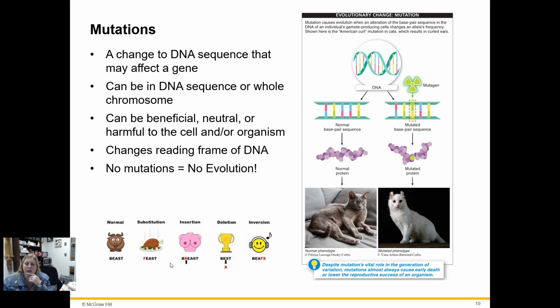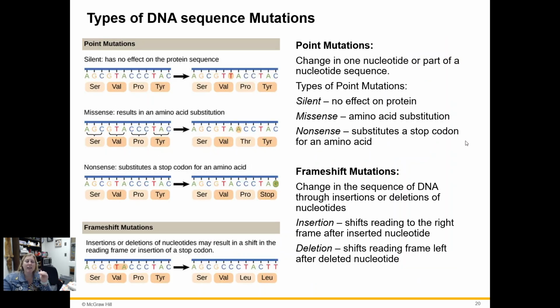And so now instead of beast, we have beets. The basis of these words are all the same, but every word means something different because it has a different set of how those letters are formed. So when we're talking about DNA sequence mutations, what we really are talking about are point mutations or frameshift mutations. And those are going to be what is causing those changes to that amino acid sequence.